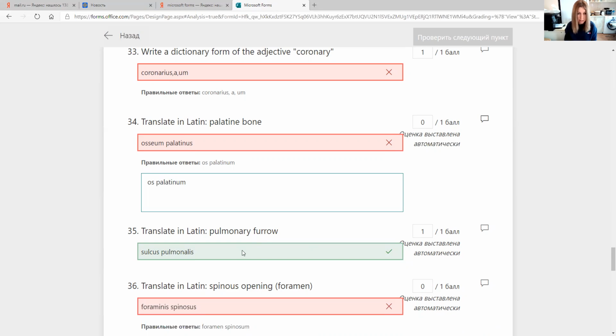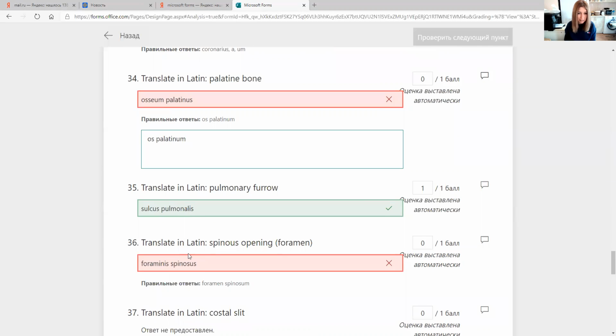This one is correct. Furrow, as we know, is sulcus. Sulcus is masculine gender, so pulmonalis will be in masculine form. Pulmonalis, pulmonale, second group of adjectives, feminine and masculine form is the same. Sulcus pulmonalis. This one is correct.